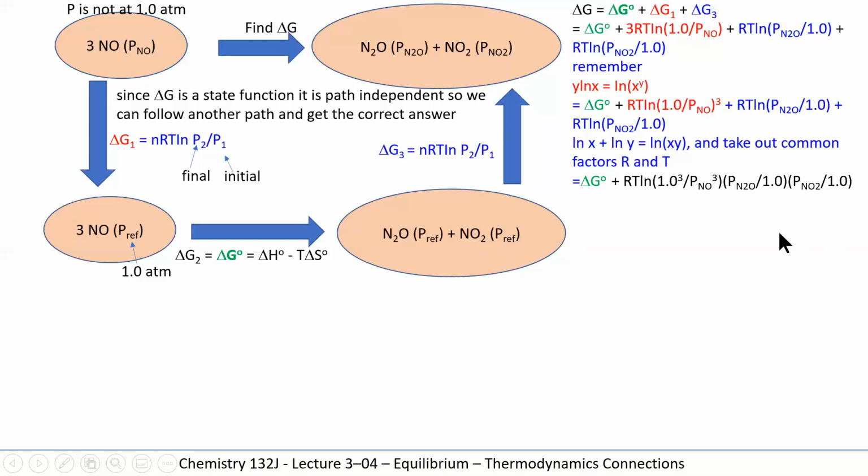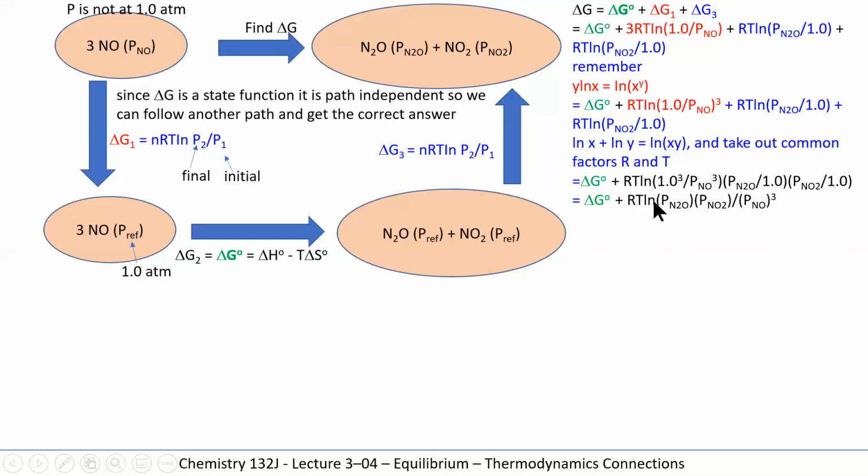And now, hopefully, if you can see, we can take the 1s out. 1 cubed is 1, divided by 1, divided by 1. We're going to remove all those 1s. And now we know it's delta G plus RT ln of the pressure of N2O times the pressure of NO2, divided by the pressure of NO.